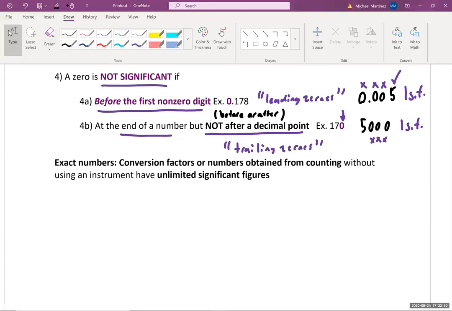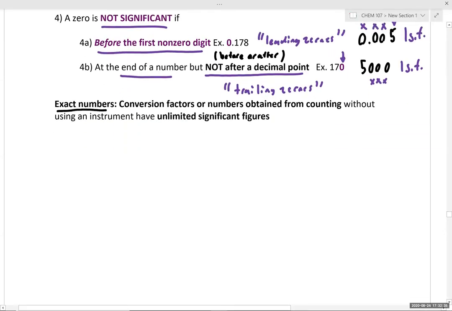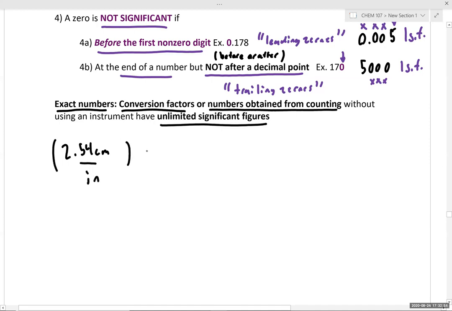So there's a special type of number that we need to talk about next, and these are known as exact numbers. Exact numbers are conversion factors or numbers obtained from counting. And exact numbers have unlimited significant figures. So for example, 2.54 centimeters per inch, this is a conversion factor, and this is an exact number. So for the purposes of counting sig figs, we think that this number has unlimited significant figures.